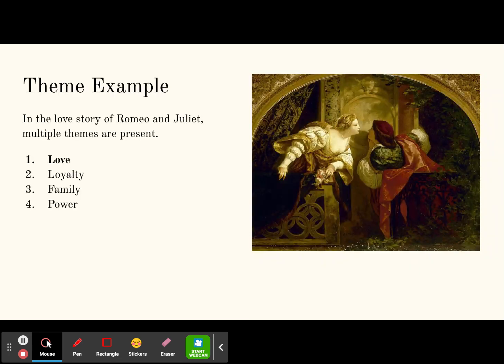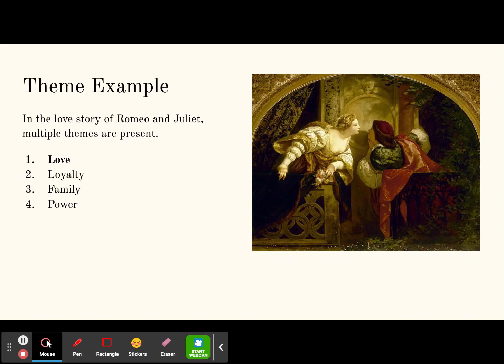In the love story of Romeo and Juliet, multiple themes are present. The most profound theme, of course, would be love. However, there are also other subtle themes that are also within the diction and are also in the story, such as loyalty, family, and power, to name a few. By finding not only the main theme, but other themes as well, it is easier to form connections and compare themes within different pieces of literature.